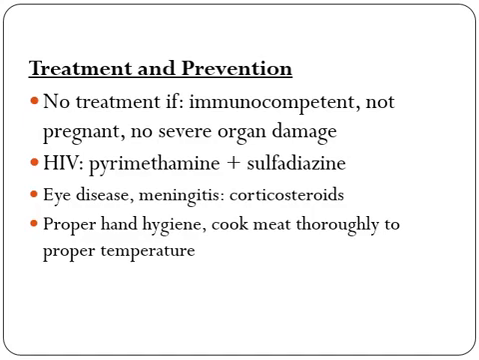Treatment and prevention. No treatment if the patient is immunocompetent, not pregnant, with no severe organ damage. Also, in HIV patients or in AIDS patients, we give pyrimethamine and sulfadiazine. In eye disease and meningitis, we give, plus the previous drugs, corticosteroids to lessen tissue reaction. Proper hand hygiene and cooking meat thoroughly to proper temperature are the main preventive measures for toxoplasma.